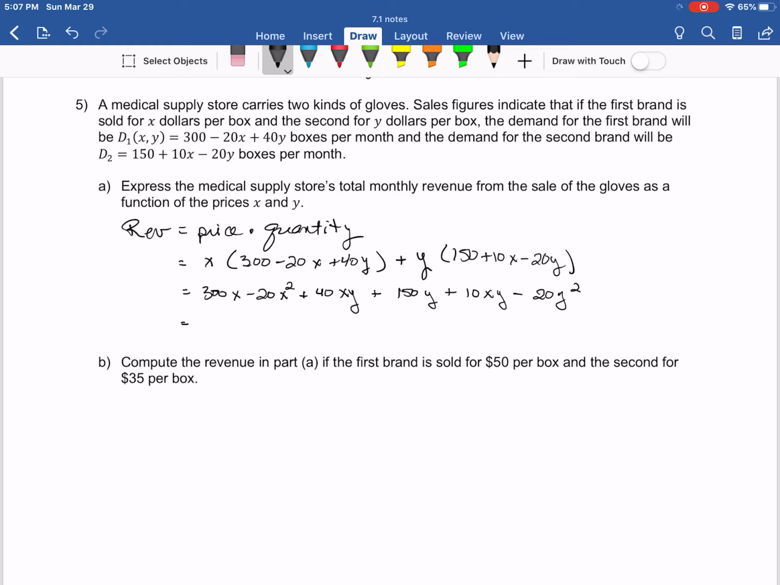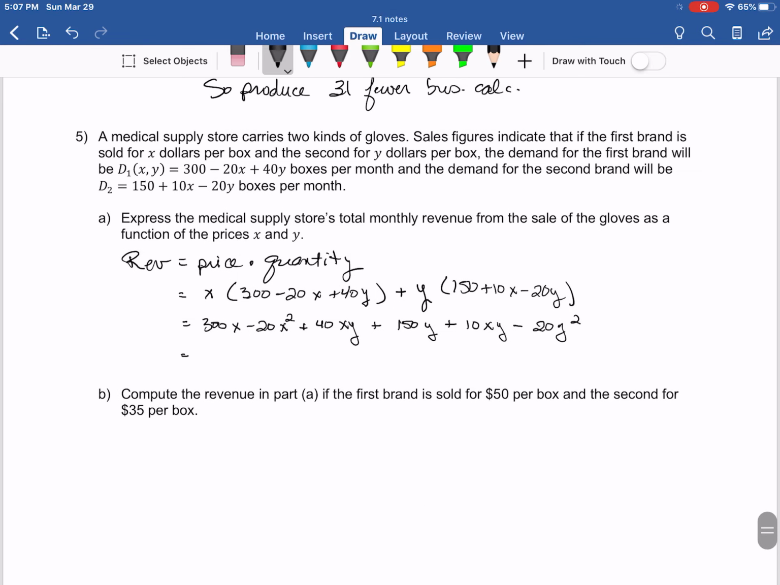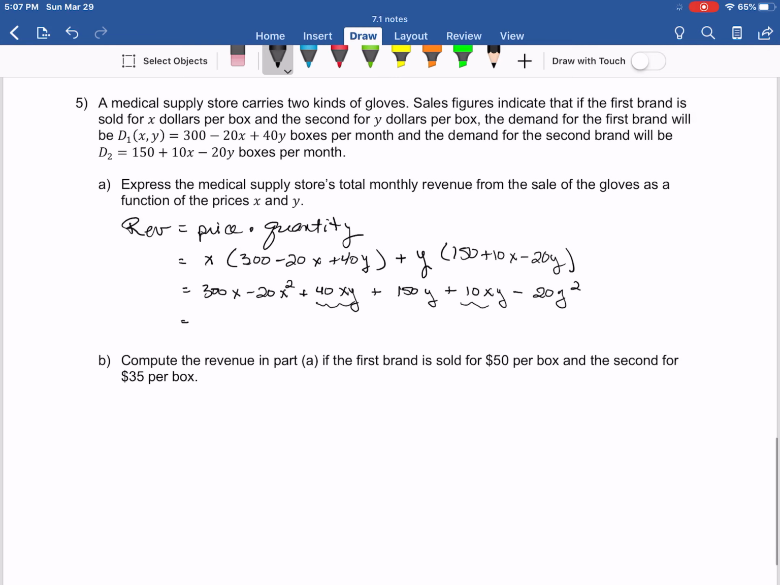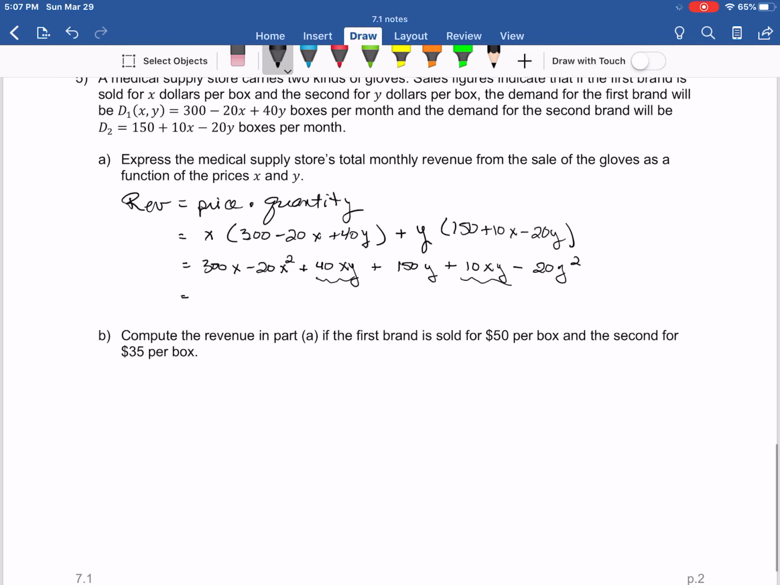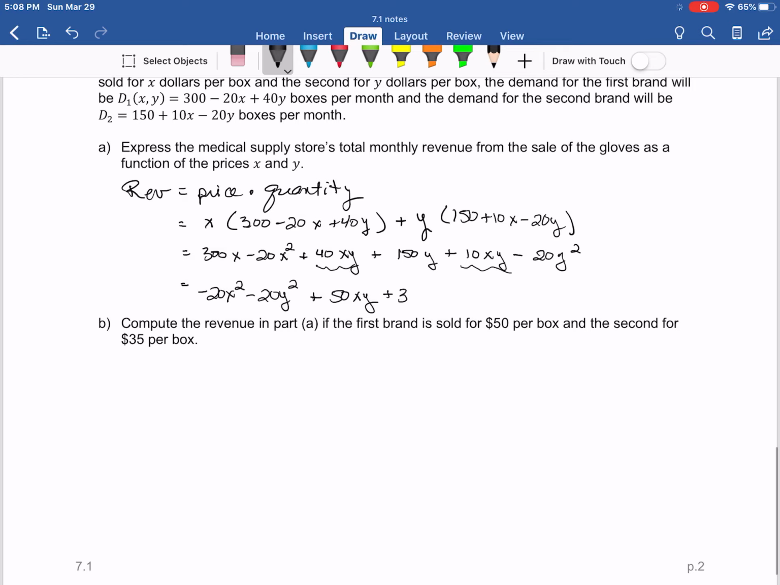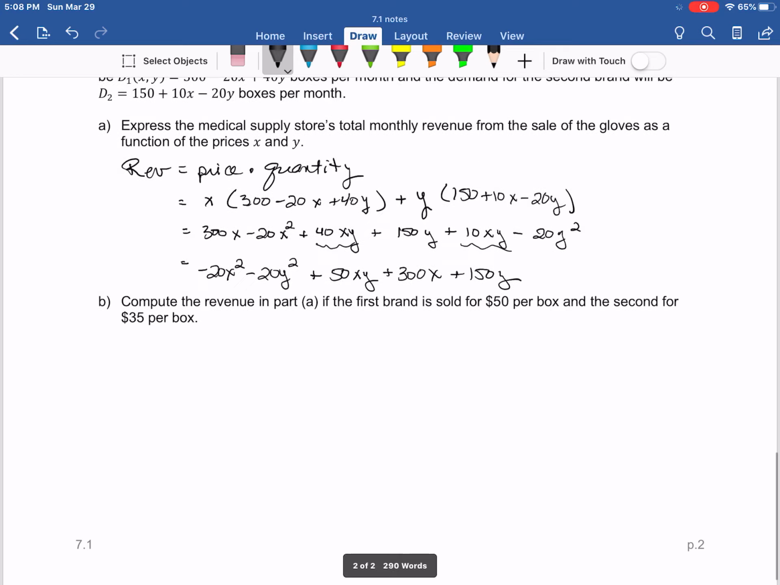All right, so for like terms, I see an XY term from the first simplification, and I see an XY term from the second, and that looks to be about it for like terms. I'm going to put these in order. Let's put the x squared first, the y squared next, the xy after that. So 40 and 10 is 50, followed by the x term, 300x, followed by the y term. That takes care of everything.